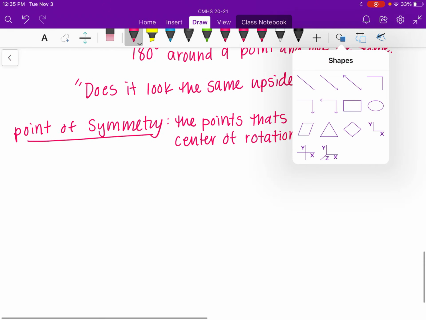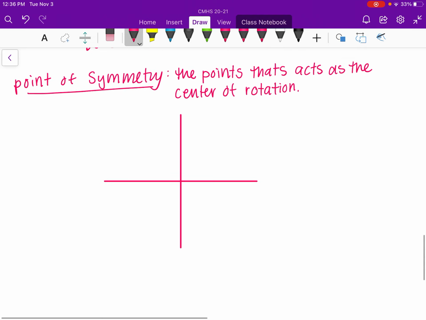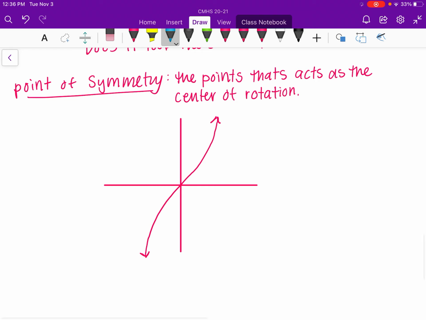We have one example for this, and then we're done. So I'm not even going to label this with numbers. I'm just going to draw it, and here is a rough little sketch of a graph. Okay, so here's our graph. The question, does it look the same upside down? Well, if you take your paper and flip it upside down, then yes, it does. Or take your head and flip it upside down. It does look the same.